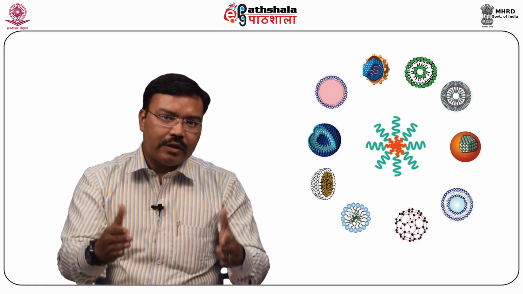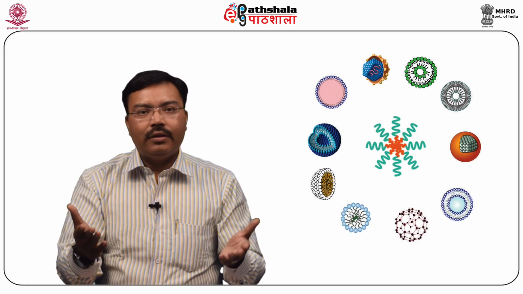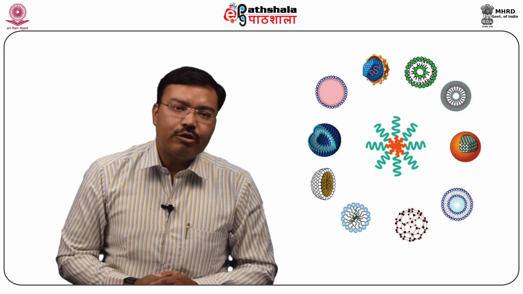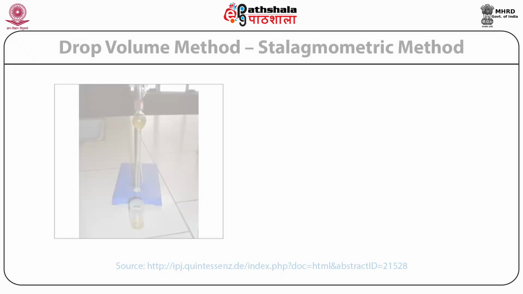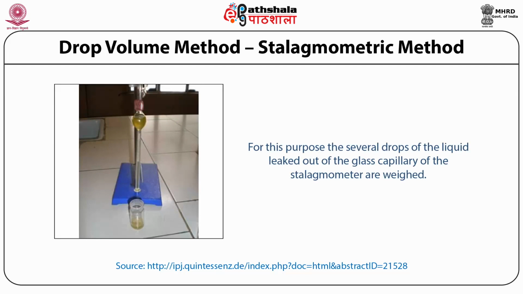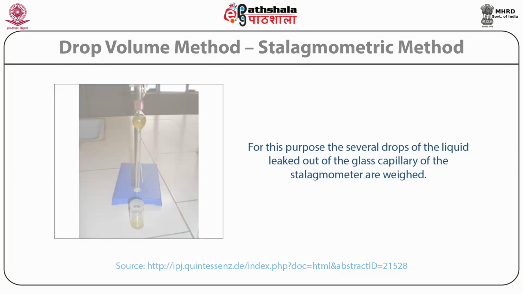This surface tension can be determined by two methods. One is the stalagmometer method and another is the tensiometer method. Surface tension determined by the stalagmometric method uses the drop volume method, and for this purpose several drops of a liquid leaked out of a glass capillary of the stalagmometer are weighed, and then we determine the surface tension using mathematical expressions.